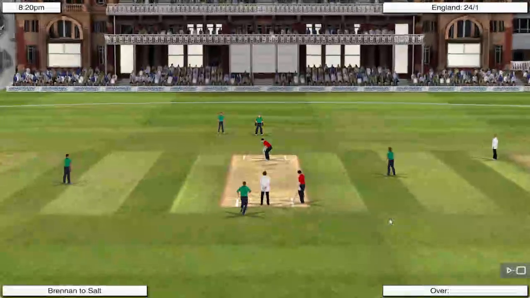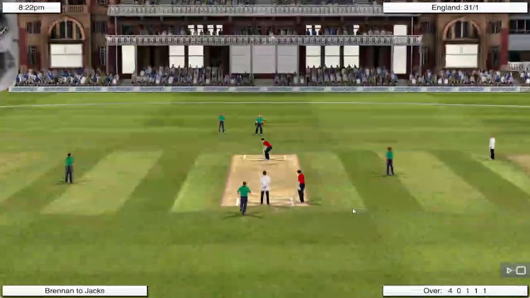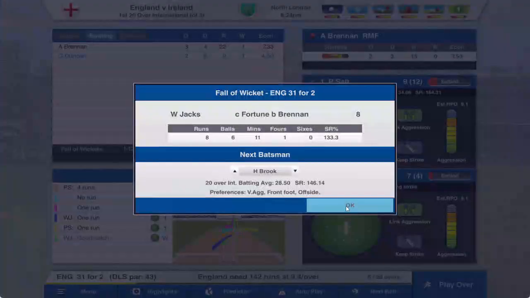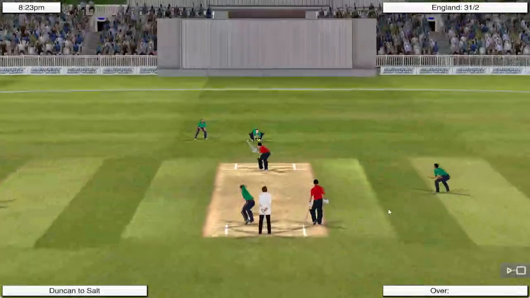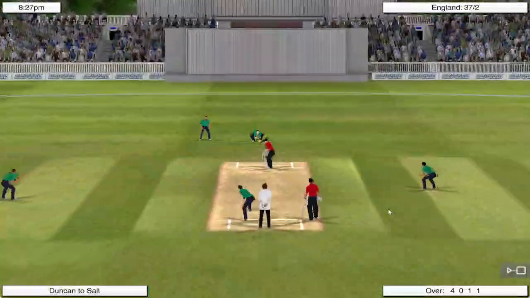So 4 overs, 24 for 1. They are just cruising through at the moment at a slow run rate. Will Jacks has departed. That was a good edge. Harry Brook, the top run getter for their team, walks in now. Phil Salt has been there since the opening partnership.